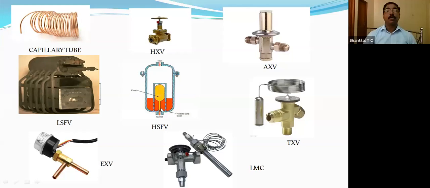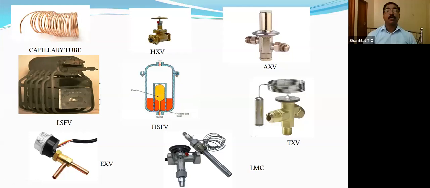And thermostatic expansion valve. This thermostatic expansion valve works based on evaporator temperature and maintains a constant superheat at the last coil of the evaporator. So it is also known as constant superheat valve.